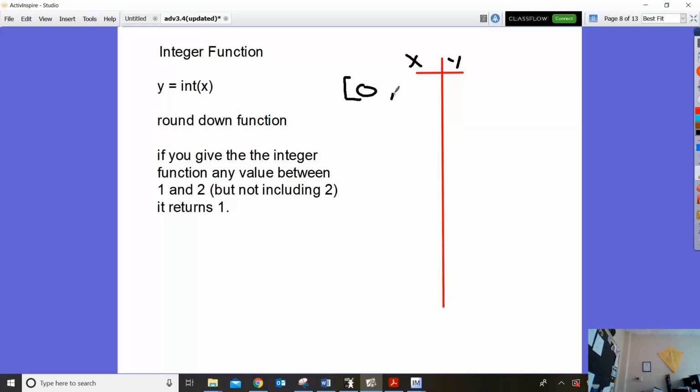Anywhere from 0 to 1, the integer function is going to return 0. Anywhere from 1 to 2, what would the integer function return? 1. Anywhere from 2 to 3, what would the integer function return? 2. Now, let's stick with that, and then we'll just kind of see what's happening. That's how we'll graph the rest of the integer function. But it does get a little bit interesting when you look at the negatives. It's really not that bad.